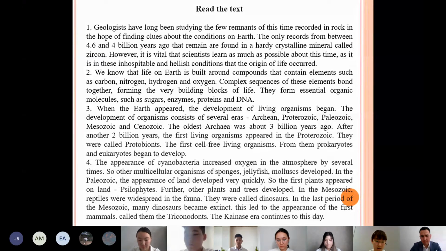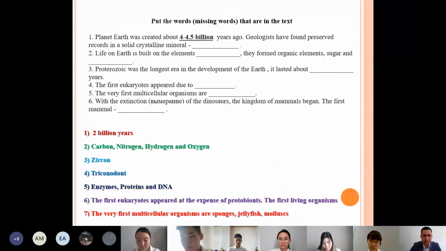In the Mesozoic, reptiles were widespread in the fauna. They were called dinosaurs. In the last period of the Mesozoic, many dinosaurs became extinct. This led to the appearance of the first mammals, called the triconodonts. The Cenozoic era continues to this day. Guys, sorry, there is a mistake, not Canis, Cenozoic, okay? It's my mistake. Okay, let's continue, please.